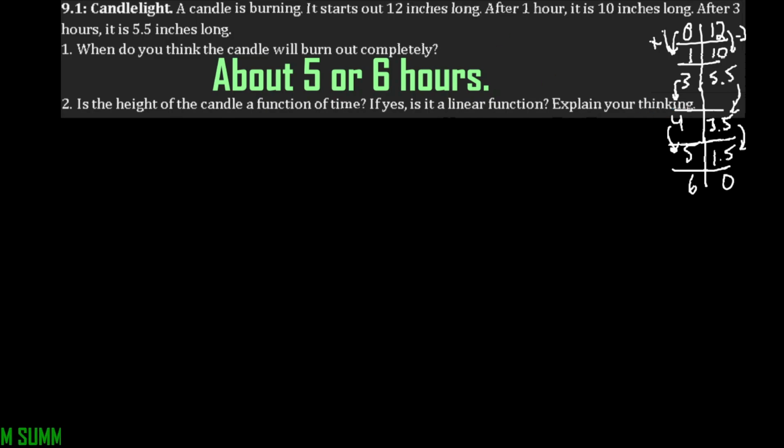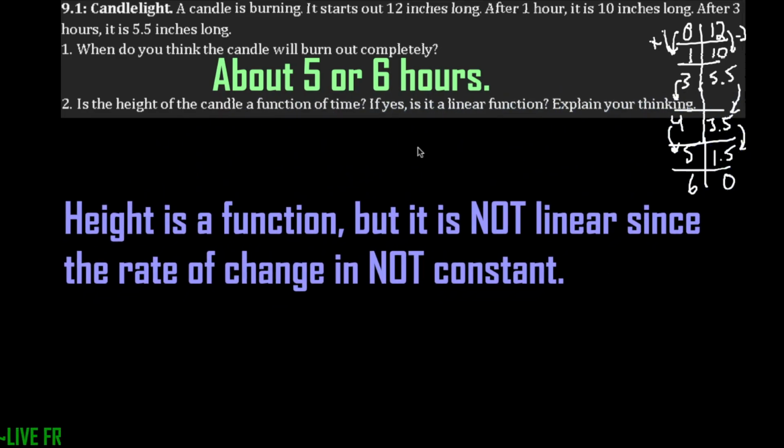Then it says, is the height of the candle a function of time? If yes, is it a linear function? And explain your thinking. We're going to say that height is a function of time. However, it is not a linear function because the rate of change is not constant. When I go from 10 to 5.5, again, that jumped. Even though x increased by 2, it should have decreased by 4. So it should have been 6 if it was constant, but it wasn't, so it's not linear.